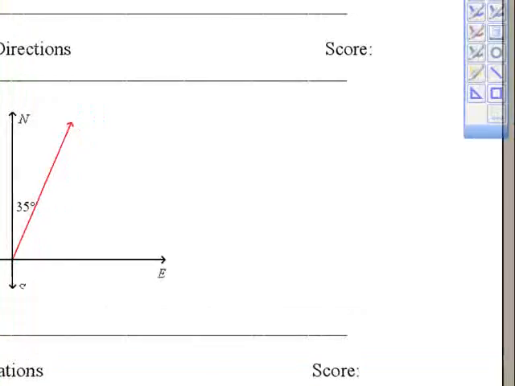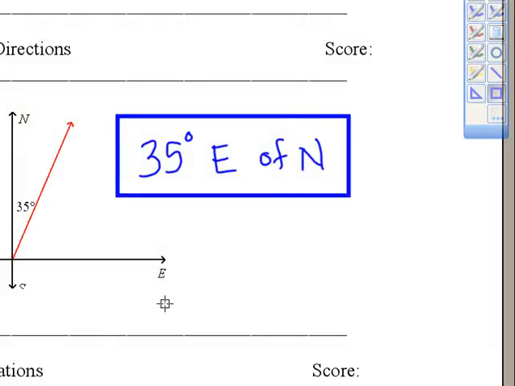Number 4, compass directions. All it says is write compass directions for this diagram. Who's got that? I got that. 35 degrees. We're trying to go north, but we're falling to the east. So it's east of north. That would be the correct answer. Questions there?